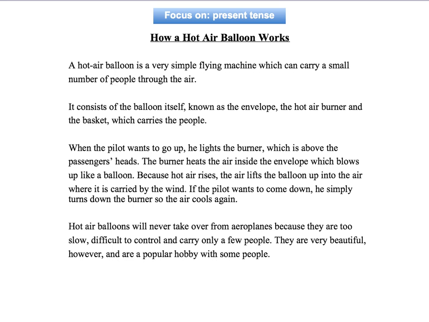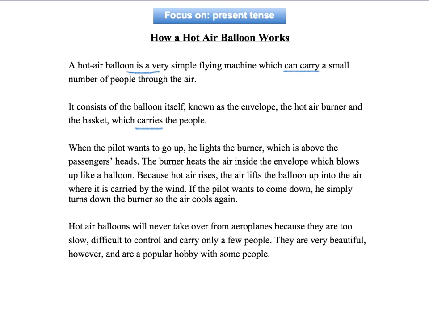Now that we've looked at the structure of an explanation text, we're going to go on to look at some of the key language features, starting with the tense. Now, most explanation texts are written in the present tense, and there are plenty of examples in this text here. Let me show you. A hot air balloon is a very simple flying machine, which can carry.